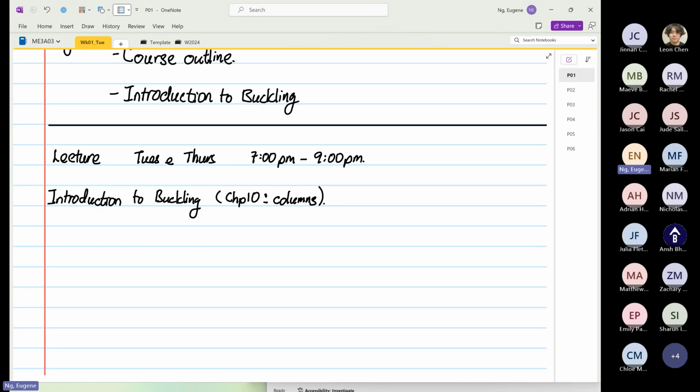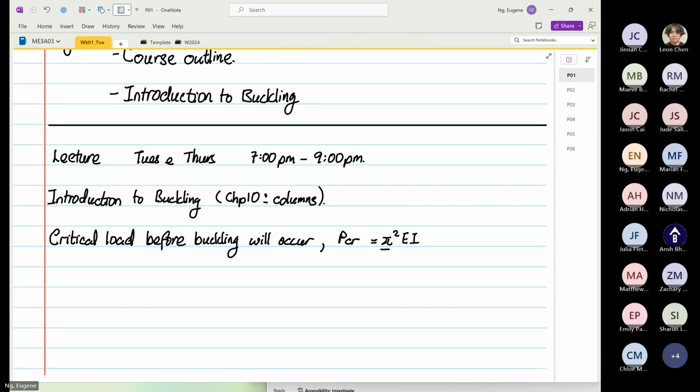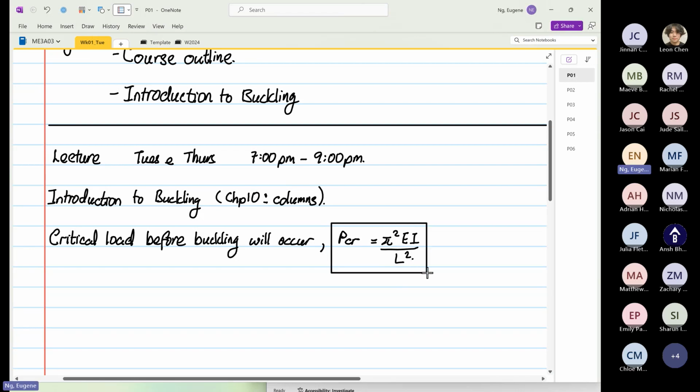So in buckling, I like to introduce you to an equation which we will use to calculate the critical load before buckling will occur. The formula is PCR, which is the critical load, equal to pi squared EI over L squared. It's uncommon to see this in structures. Can you see we have pi? So why is there a pi squared?